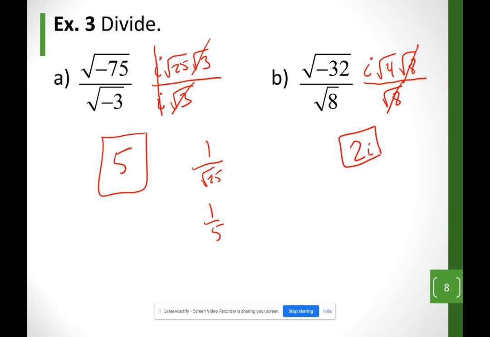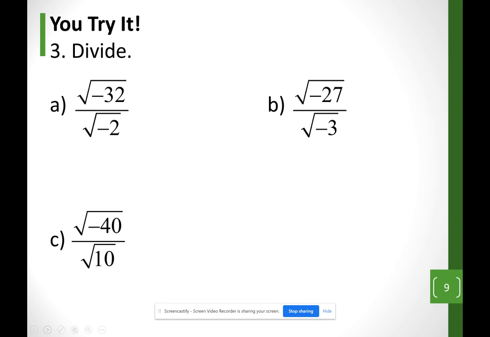All right, square root of 4 is 2. It's i. When I have a whole number and i, I put the whole number first. So this is for you guys to try. You can always pause the video. And those are the answers.